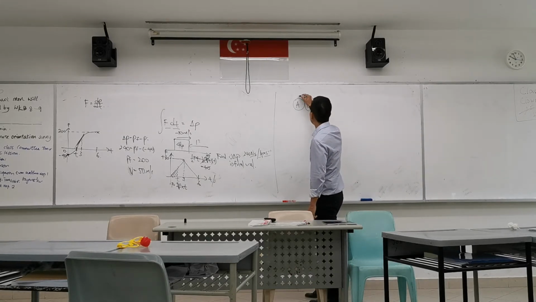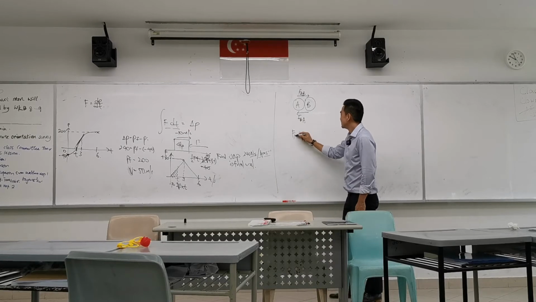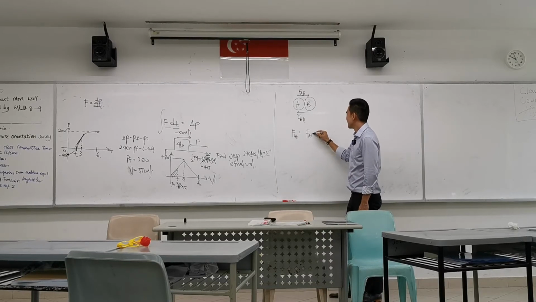Say you have two objects over here. This is the force that A exerts on B. This is the force that B exerts on A. Is this correct? Mathematically?